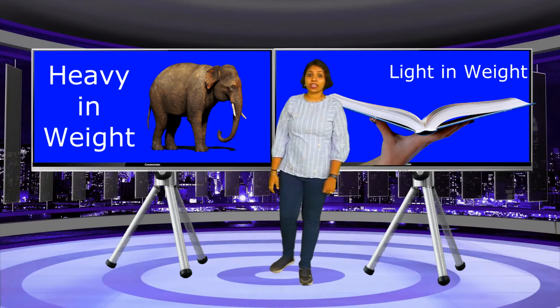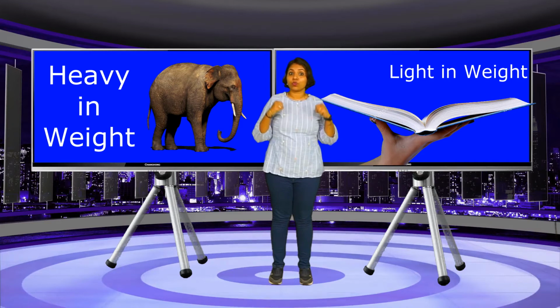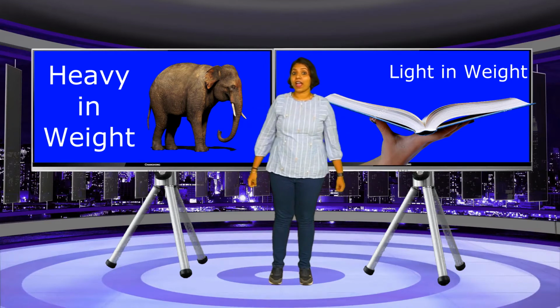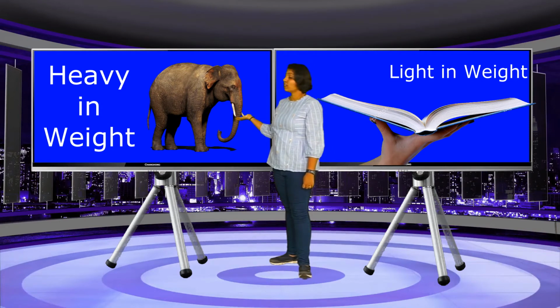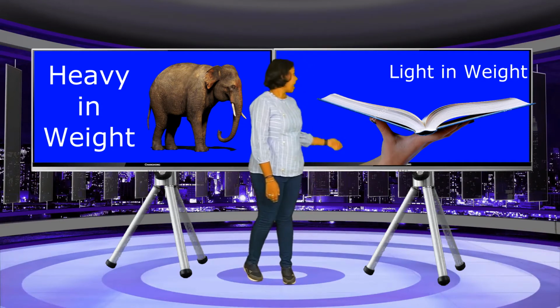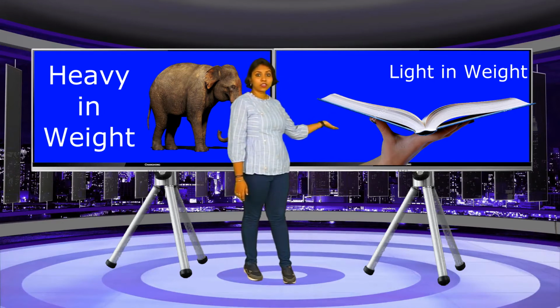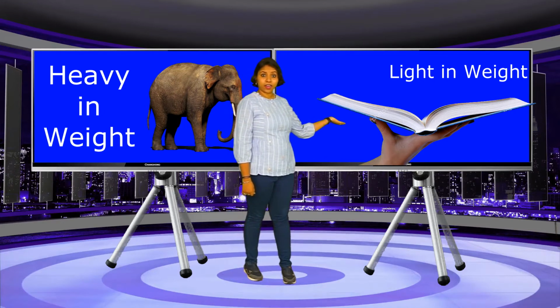Elephant is very heavy. It is very healthy. It is very fat. It is very heavy in weight. Right? This is an elephant. Okay? Heavy. And this is, what is this? This is a book. Right?